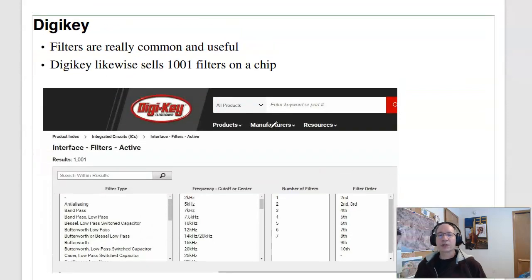For filters, filters are really useful. So not surprisingly, you can buy filters on a chip. If you go to Chebyshev, the electrical engineer's favorite playground, you can buy over 1,000 filters on a chip. And you kind of see on the left, I've got my bandpass, Bessel low pass. You can get Chebyshev filters, Bessel filters, Butterworth filters, lots of different types. I can have up to 7 filters on a chip. I can have up to 10th order filter on a chip. Now that's pretty impressive. I wouldn't want to build a 10th order filter using op amps and capacitors. I can just buy one on a chip.